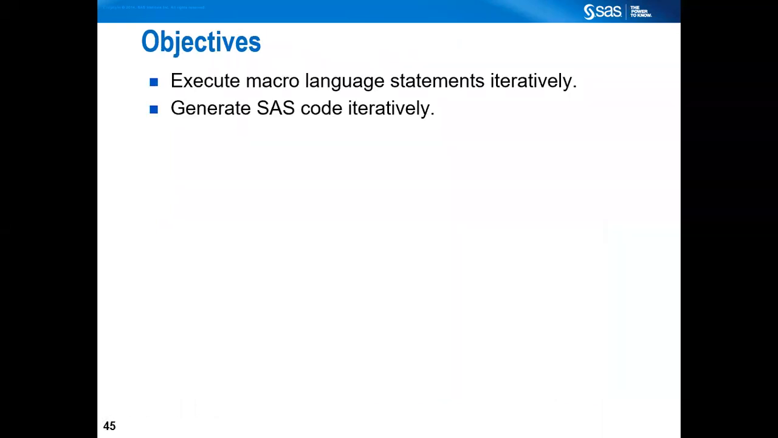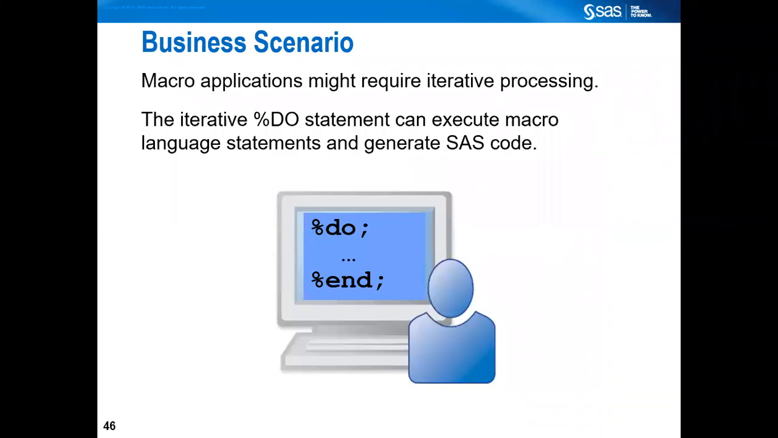The objective here is to execute SAS macro language statements iteratively and to generate SAS code iteratively as well. Let's understand this through a business scenario. More applications might require iterative processing. The iterative %DO statement can execute macro language statements and generate SAS code. Because we are writing iterative DO loops within a macro, the syntax starts with %DO. Of course, you know your DO iterative statements end with END, but because it's within the macro, it is preceded with a percent sign.